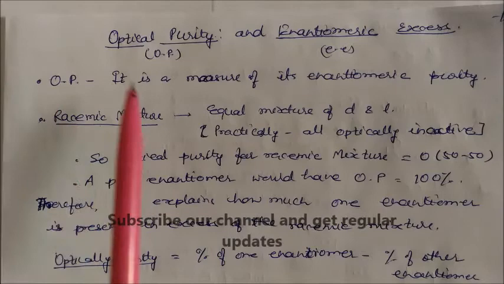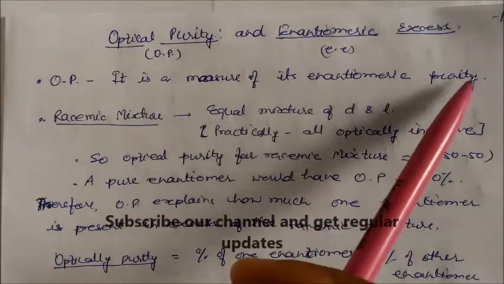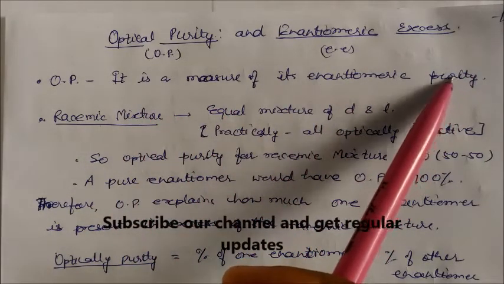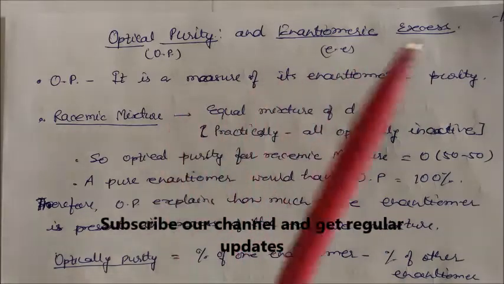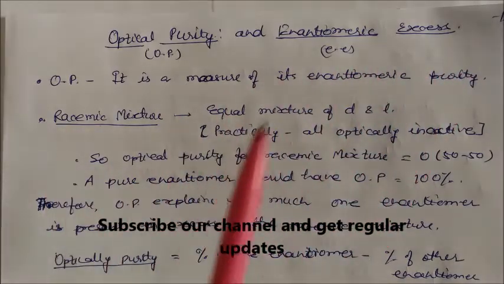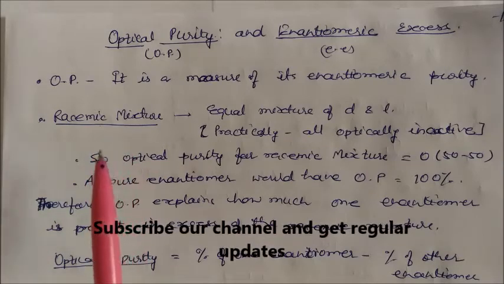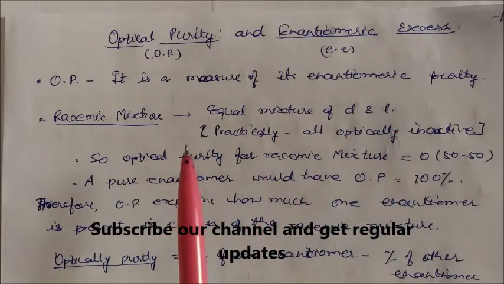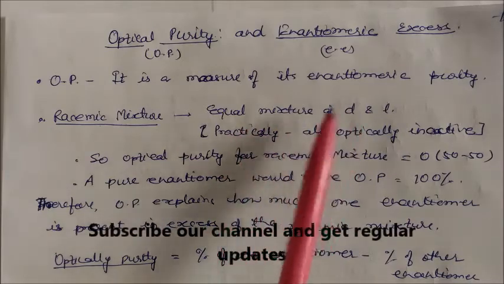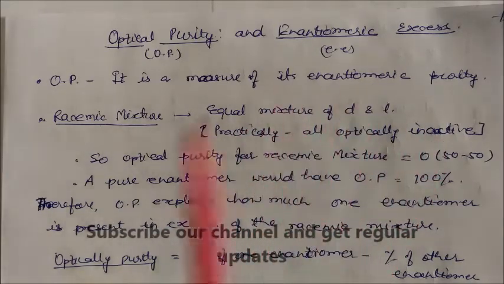What is optical purity? It is the measure of enantiomeric purity, how much more pure one enantiomer is, so we can measure that purity. We already know what a racemic mixture is. A racemic mixture is an equal mixture of D and L. Practically, this mixture is optically inactive because it has equal amounts.